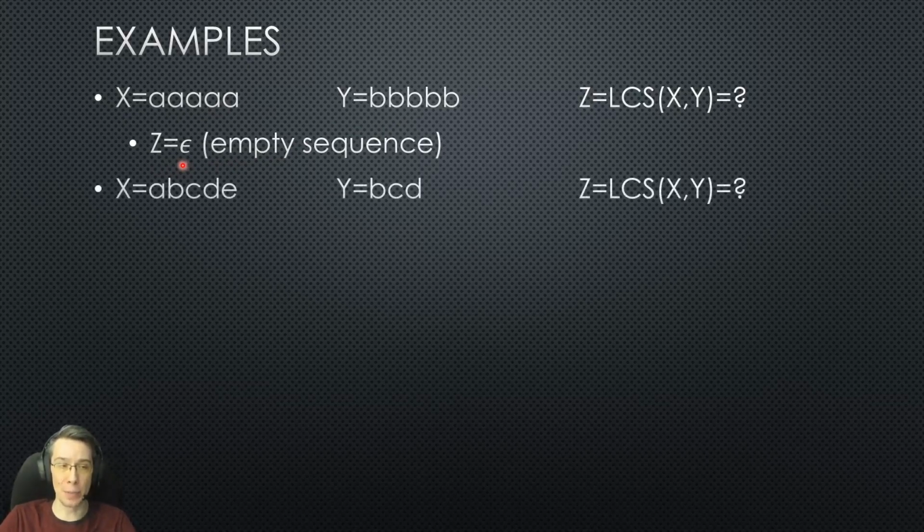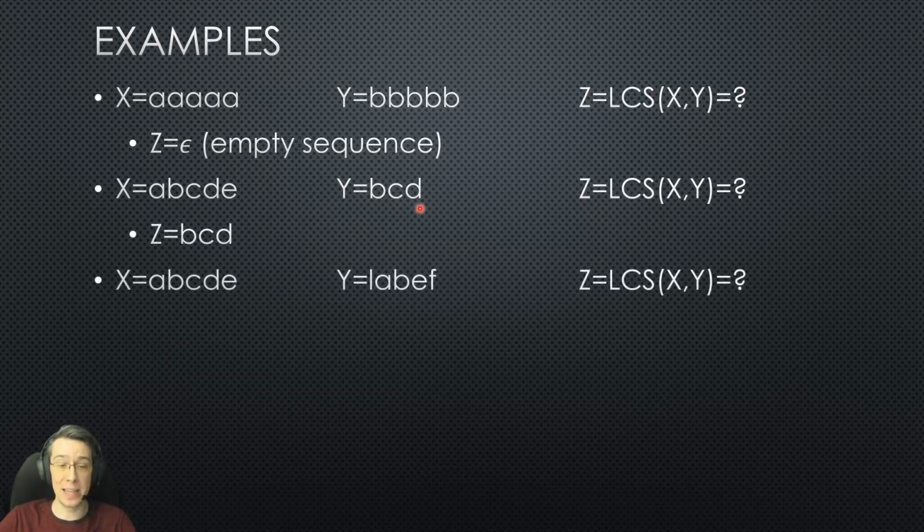Well, how about this example? We have A, B, C, D, E, and we have B, C, D. Okay, so I'm sure you can answer this. The longest common subsequence is B, C, and D, because if I delete A and E from X, I'm left with B, C, D, and if I delete nothing from Y, I'm left with B, C, D. So when I say you have to delete some characters from X and from Y, you can delete 0 characters. That's fine. Okay, so B, C, D is the longest common subsequence of X and Y.